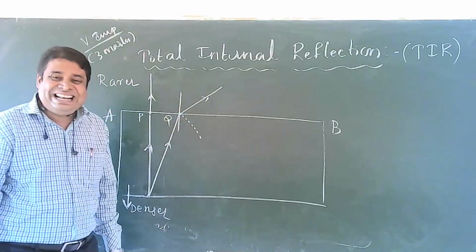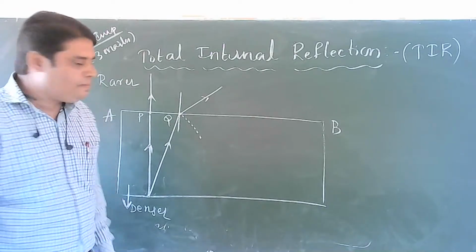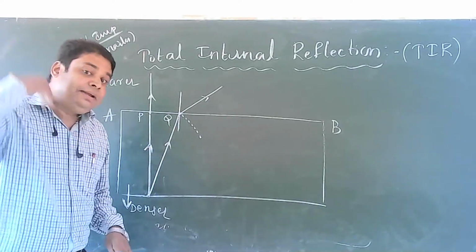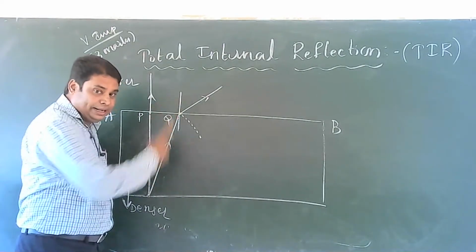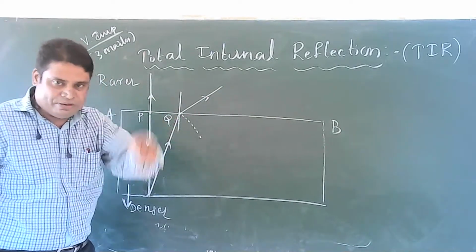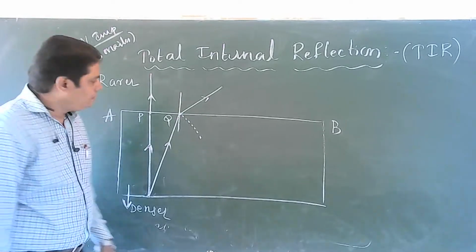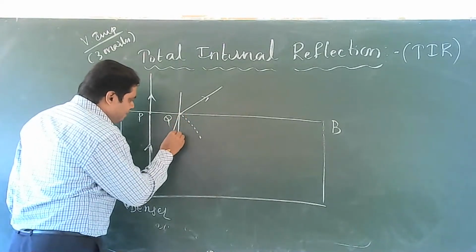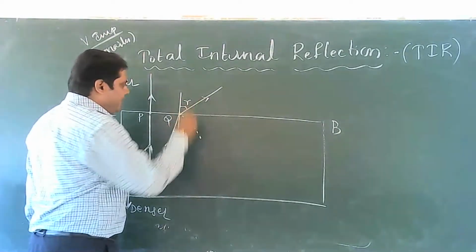This phenomenon is called internal reflection. Why is it called internal reflection? A part of the light is reflected inside, and part of the light is refracted. As light is traveling from denser to rarer, the ray of light is moving away from the normal. It's bending away from the normal. We have to remember this. This is the angle of incidence phi with respect to the normal. Now this will be the angle of refraction.